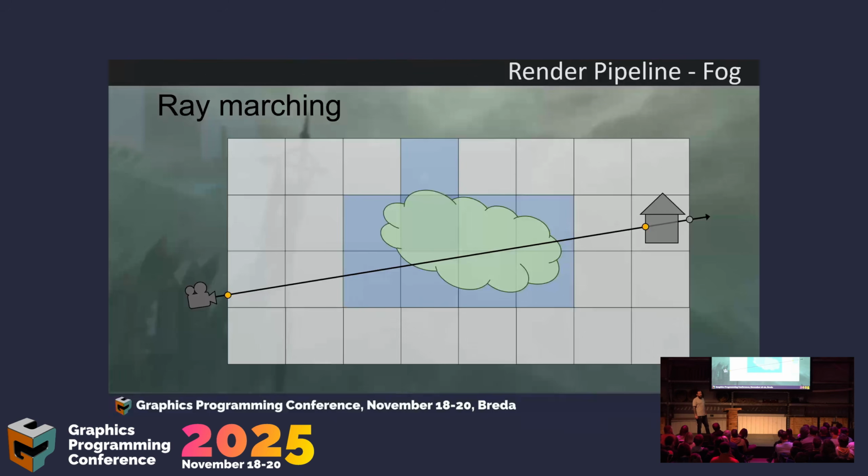So yeah, let's start with the actual ray marching. The ray starts at the camera and ends at the far plane or where it intersects geometry. We also compute the intersection of the ray with the voxel world volume and take this as a start or end if it's closer.